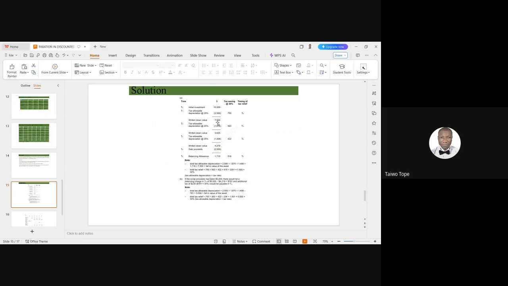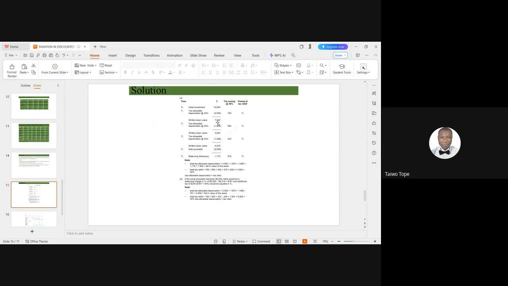Now the tax savings will be what? How do you determine your tax savings from this computation? Your tax savings is at 30%, given to you in the question. The tax allowable depreciation is 2,500, so the tax savings will be 30% of 2,500. You have 750. Now, your written down value will be 10,000 minus 2,500, you have 7,500.